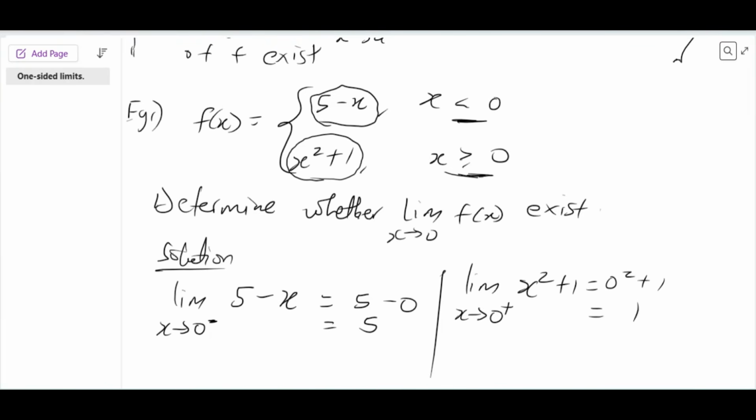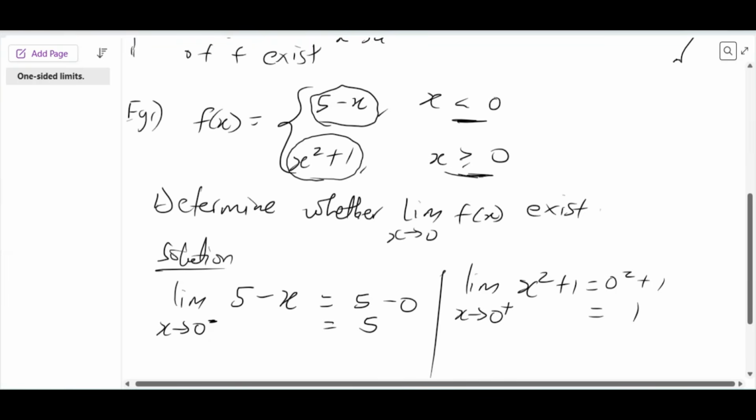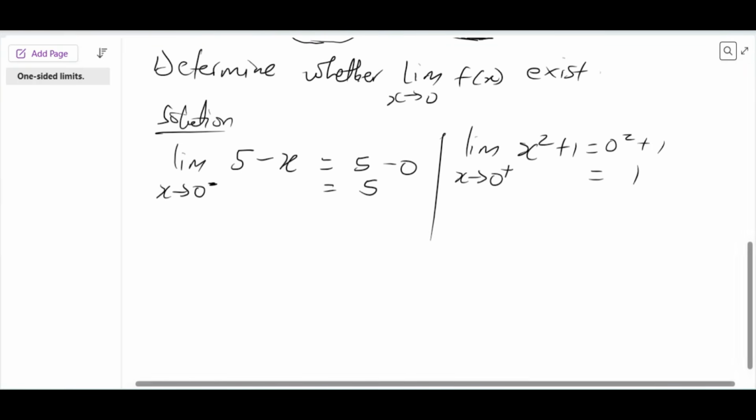This is equal to 1. Now, what can you observe? When we found the limit as x approaches 0 from the left, we got 5. And when we found the limit as x approaches 0 from the right, we got 1.